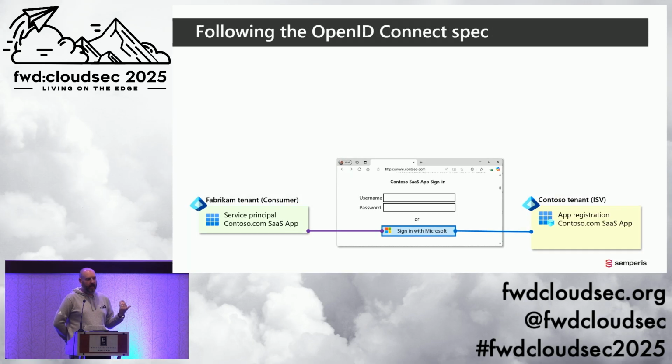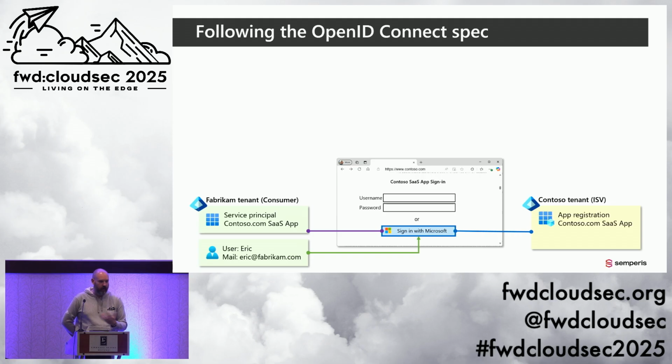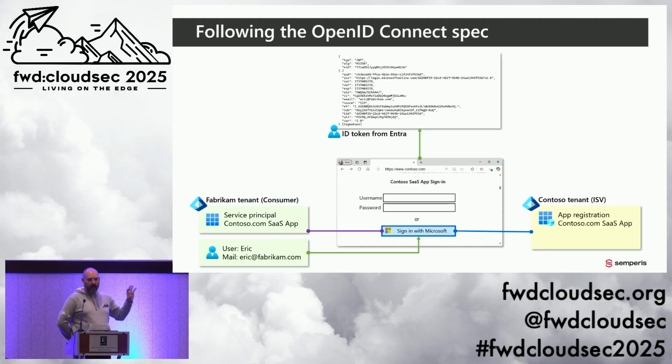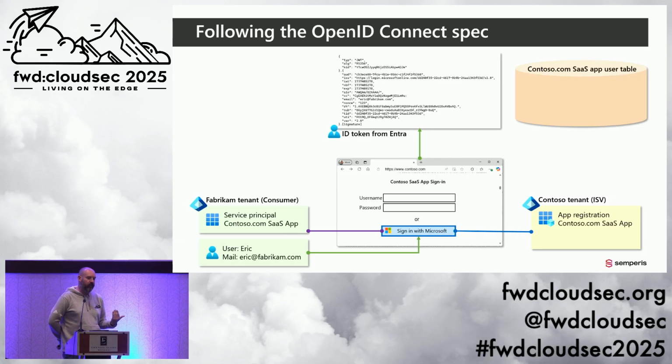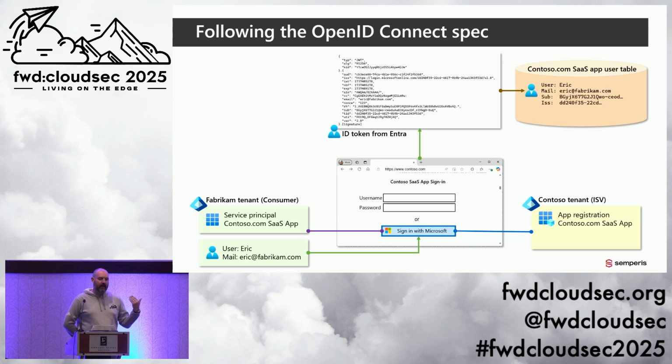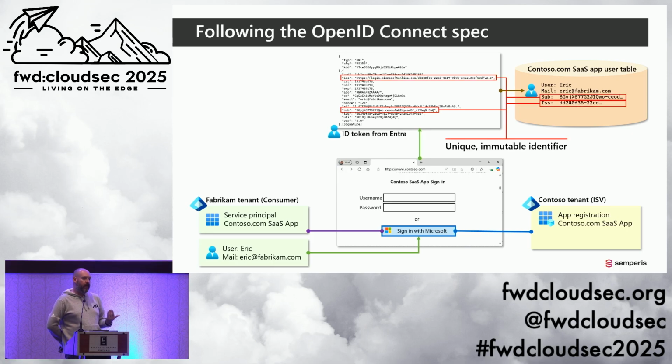If we're following the OpenID Connect spec, we have user Eric at fabricam.com at the consuming tenant, who goes to the application and hits sign in with Microsoft. It might be a little hard to see, but you don't really need to read all this. We effectively get that ID token from Entra. Then our SaaS applications are going to have a user table on the back end, and in that we capture different attribute data about the user. We want to make sure we're looking for subject or issuer, or sometimes OID here. These are unique, immutable identifiers.